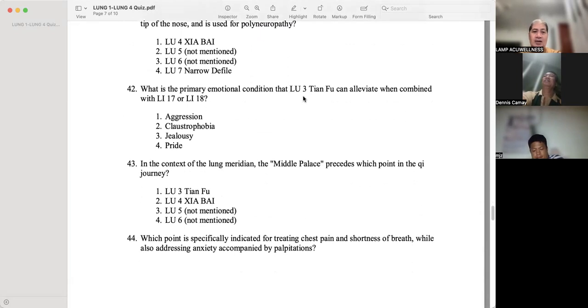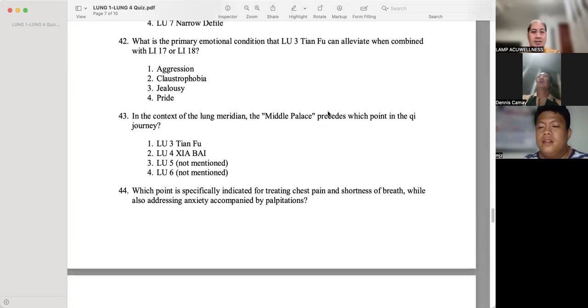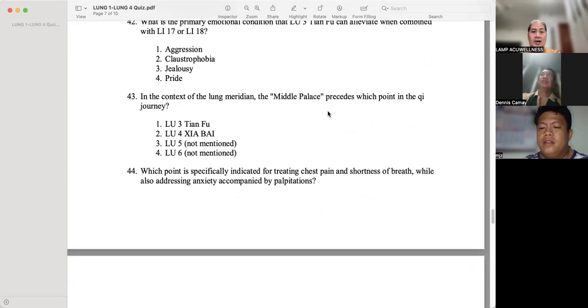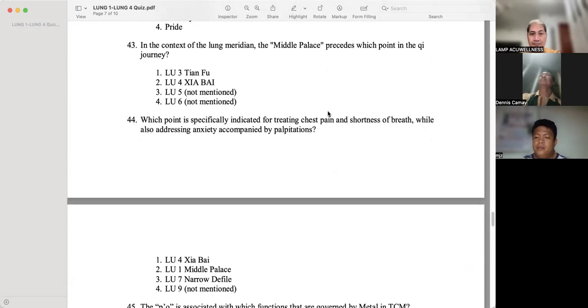Lung 4. What is the primary emotional condition that lung 3 can alleviate when combined with LI17 or LI18? Claustrophobia. In the context of the lung region, the middle palace precedes which point in the chi journey?